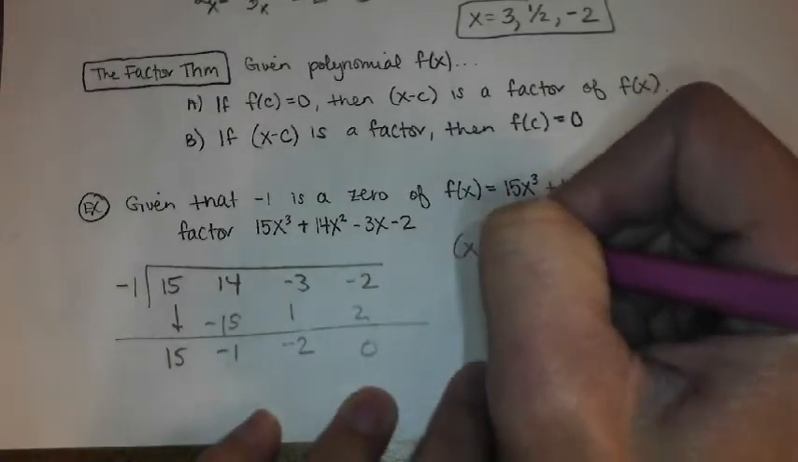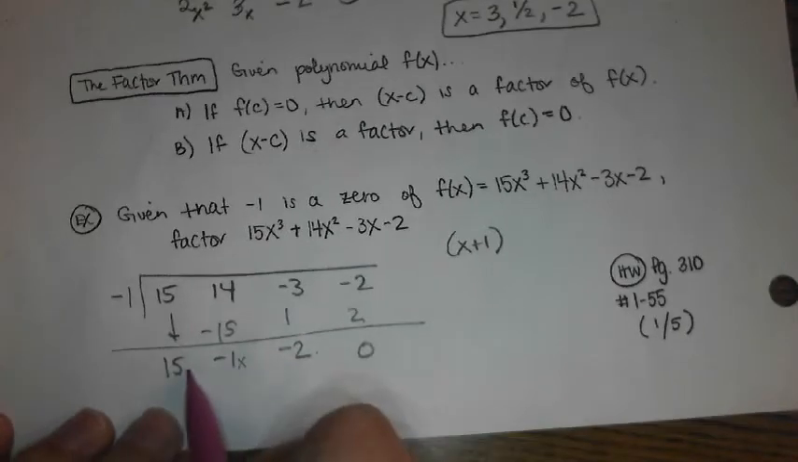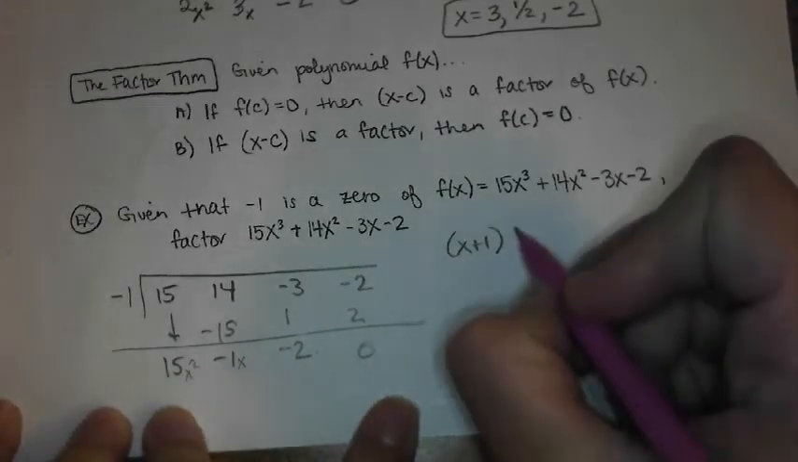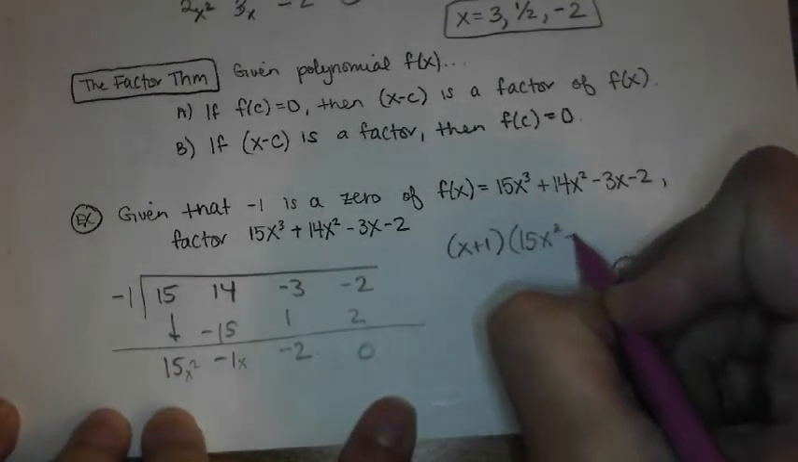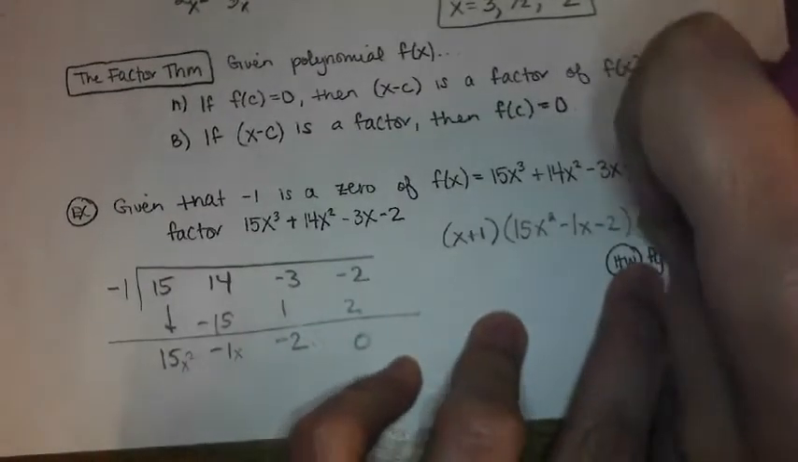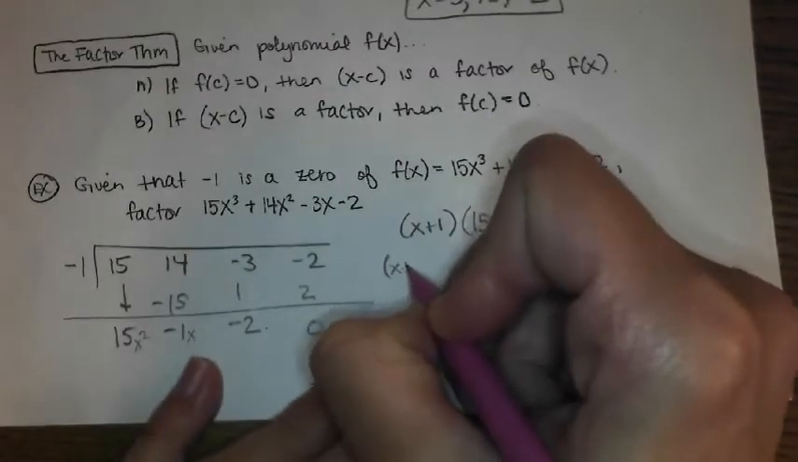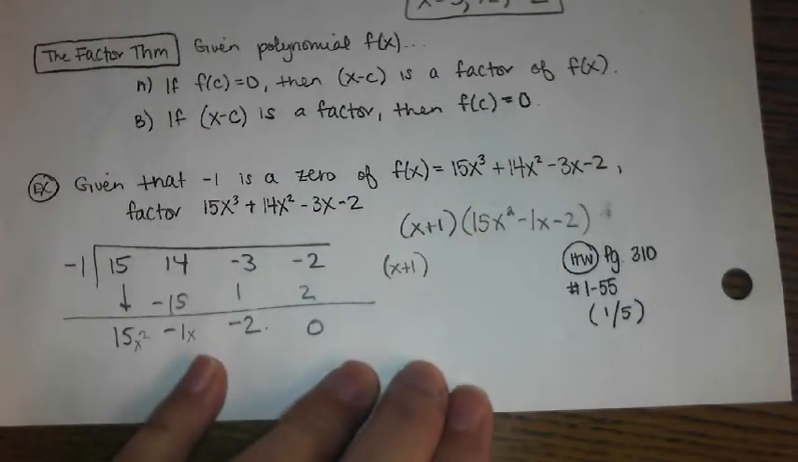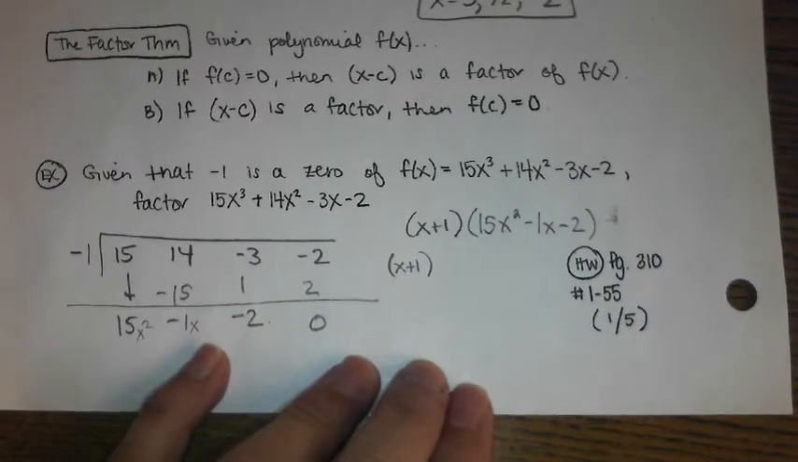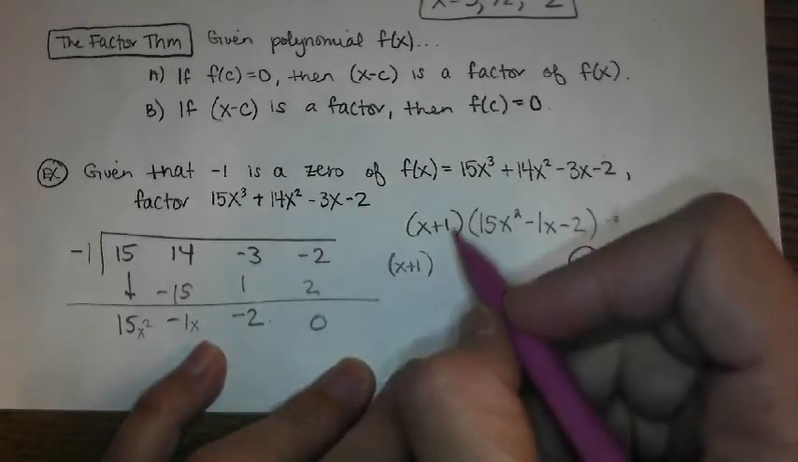So here we have x plus 1, and then this is our constant, x term, x squared. So we have 15x squared minus 1x minus 2, and we should be able to factor that trinomial on our own. Once you get something down to a quadratic, quadratics you can definitely factor by hand always. It's that process of getting it from the cubic down to the quadratic that we struggle with.